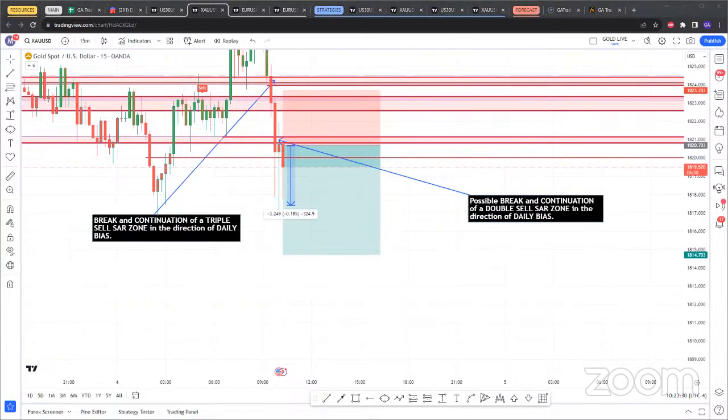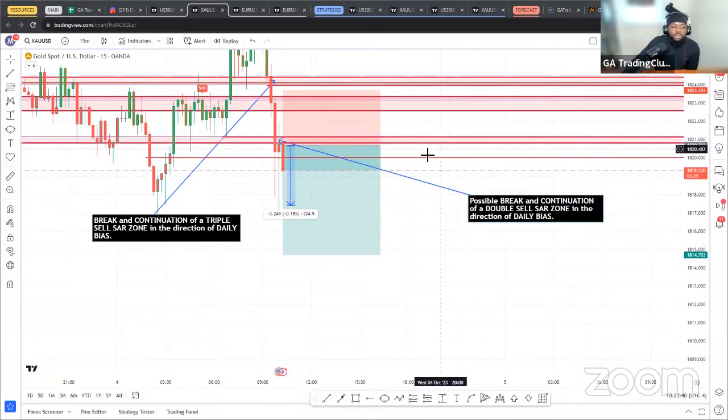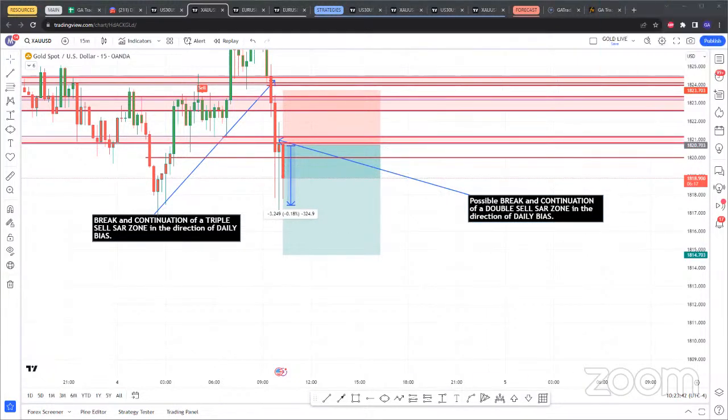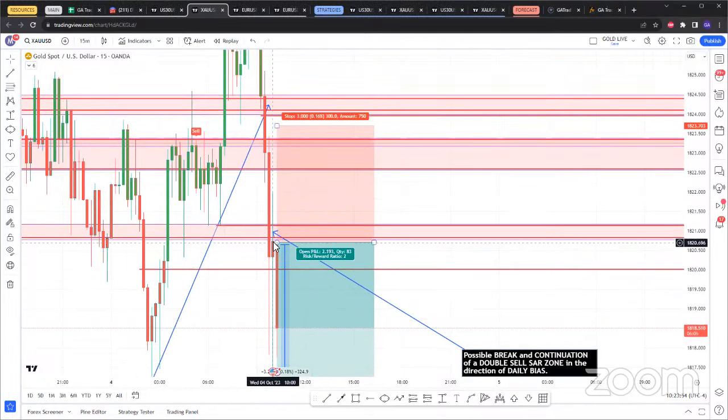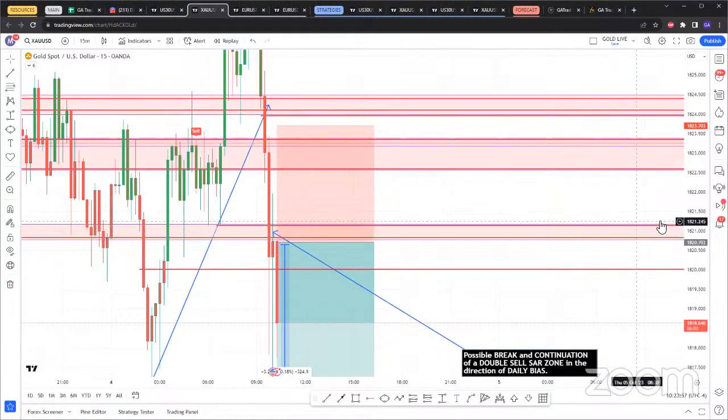The third candle. So from where this SAR is at. So this SAR is around 1821, isn't it? The double SAR. 1821. Yeah. So the third candle, because it's closed next to the SAR, so the TP is based off of the stop loss.